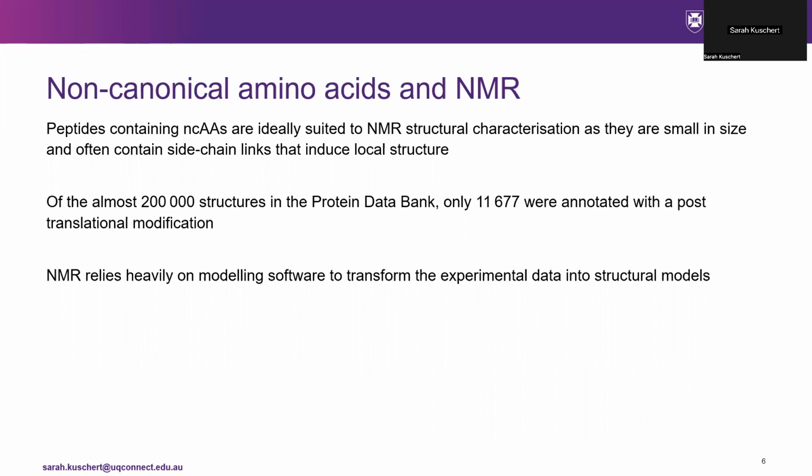Of almost 200,000 structures in the protein data bank, only 11,000 were annotated with a post-translational modification. One of the reasons for this is NMR relies heavily on modeling software to transform experimental data into structural models. And when these modeling software do not have access to create non-standard amino acid templates, then you're left with a case where you can't then incorporate those into your structure calculations.